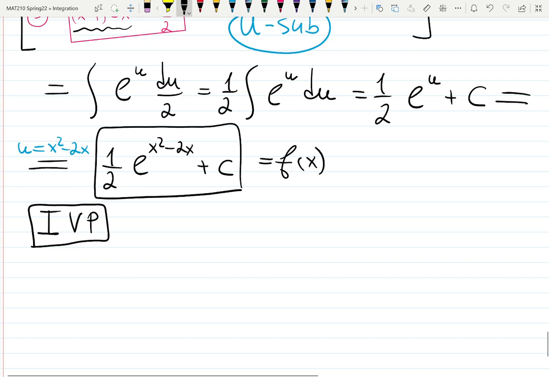C is 1 minus 1/2 e to the 0, right? Because 4 minus 4 is 0. E to the 0 is not 0, remember that. C is 1 minus 1/2 because e to the 0 is 1.